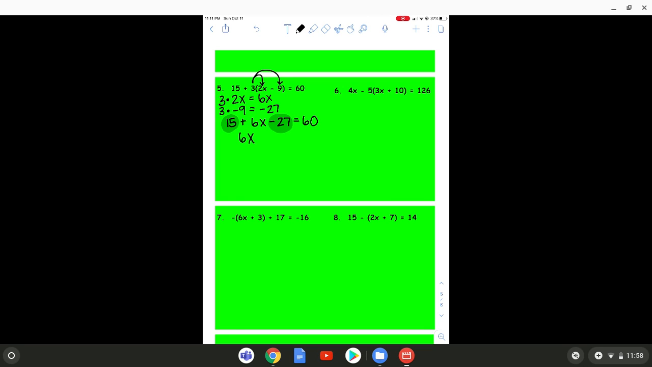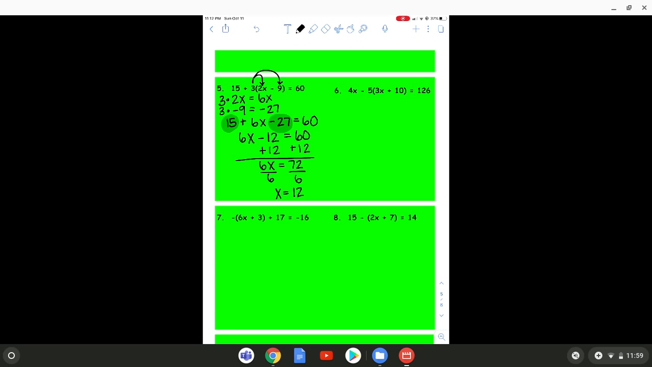So I'm going to keep my 6x. And 15 plus negative 27 is negative 12. So I have 6x minus 12 equals 60. I'm going to add 12 on both sides to undo that subtraction. And I'm going to be left with 6x is equal to 72. So now to get x by itself, I'm going to undo this multiplication using division. And I'm going to get x is equal to 12.